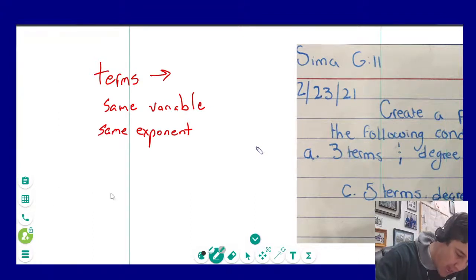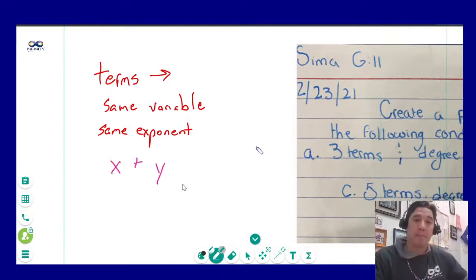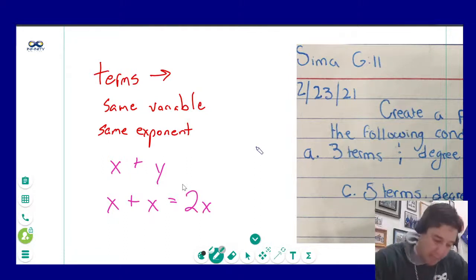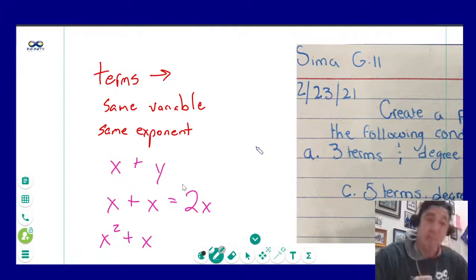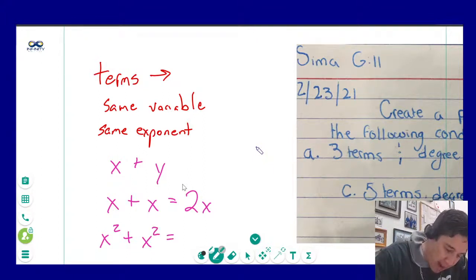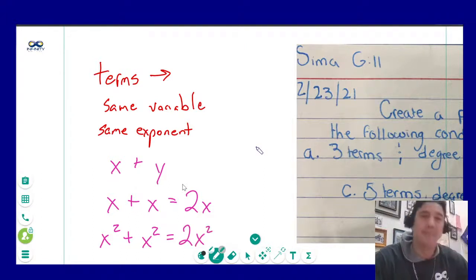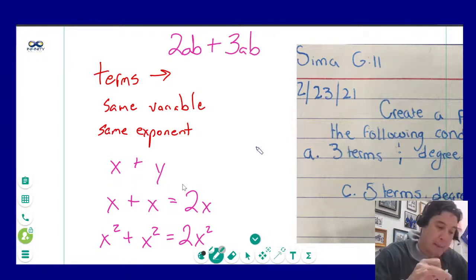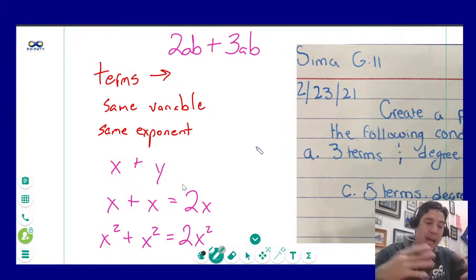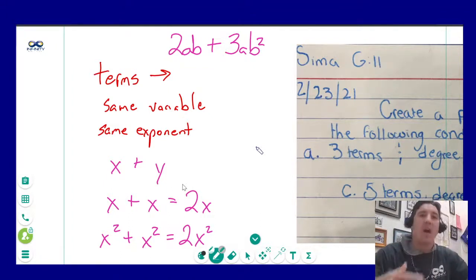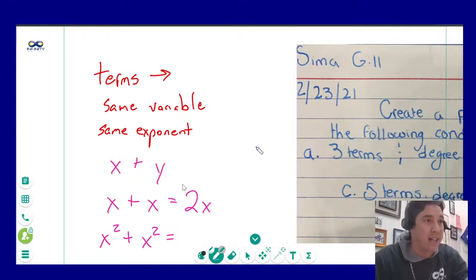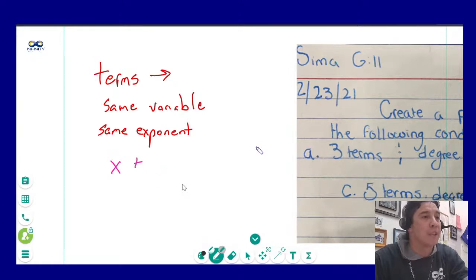For example, if you had x plus y, you cannot combine them. They're not the same variable. But if you had x plus x, you would call that 2x. Same thing, if you had x squared plus x, you can't combine them. But if you have x squared plus x squared, then you would have 2x squared. And that's the trick. Just remember, 2ab can go with 3ab because they both have the a to the first power, b to the first power. They're like terms. But 2ab plus 3ab squared, different terms because they have different variables or different exponents. So this would be different terms. Same variable, same exponent. Okay, very good. Sorry, I just had to make sure we're all clear on what terms are and how we can combine them.